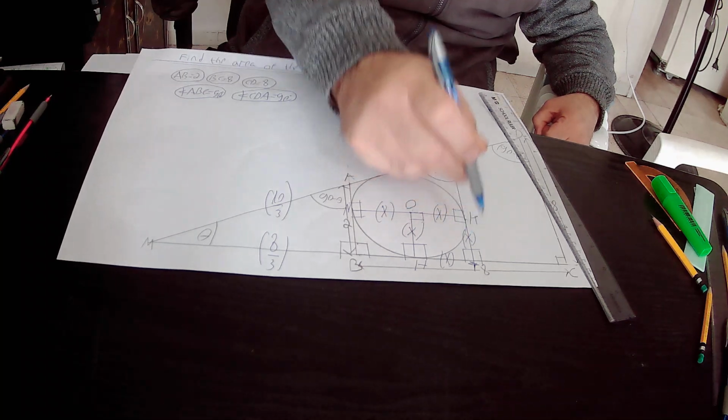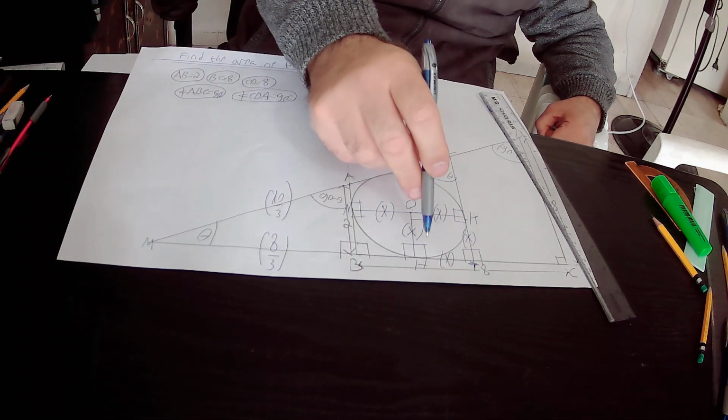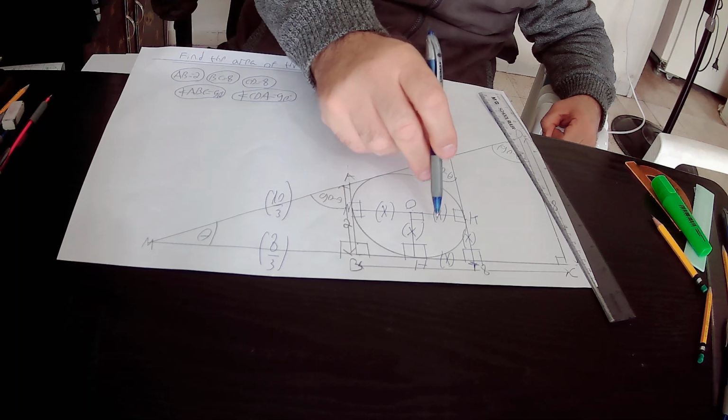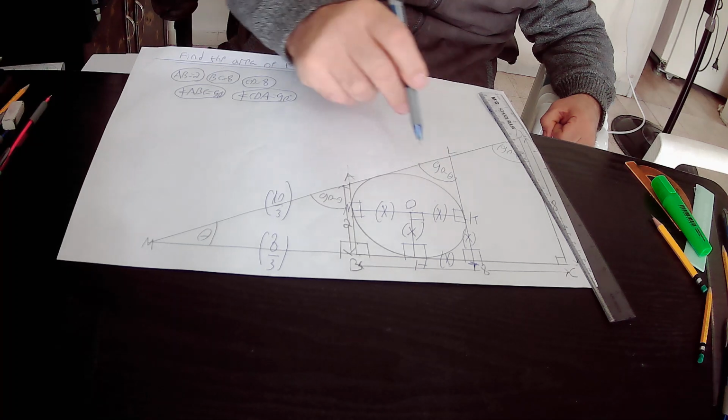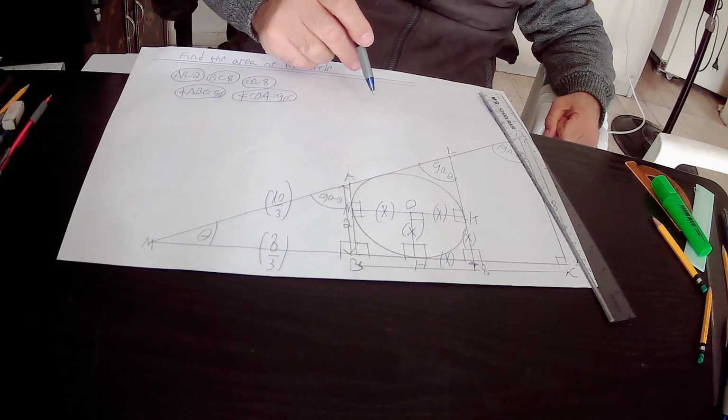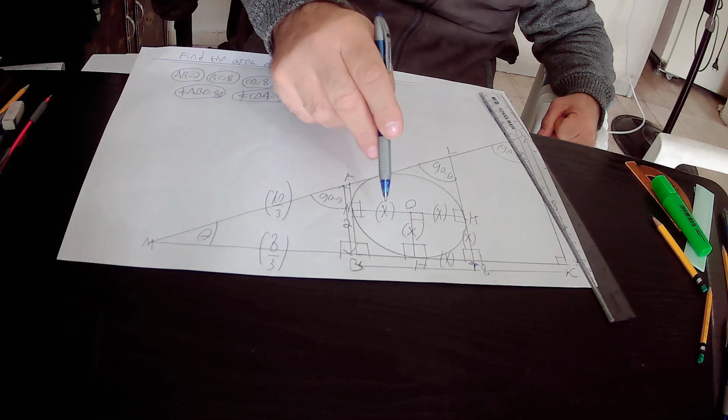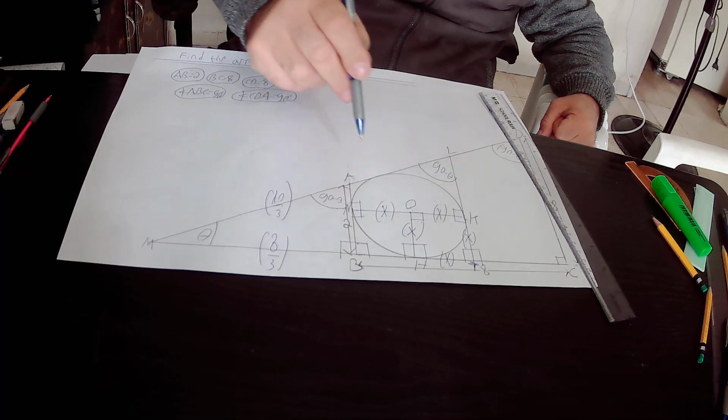So we found out that quadrilateral OKHT, this small quadrilateral, is not just a rectangle but a square. Why? Because all of its sides are equal to each other, its side equal to x. We repeat the same process on this small quadrilateral, NOBH.